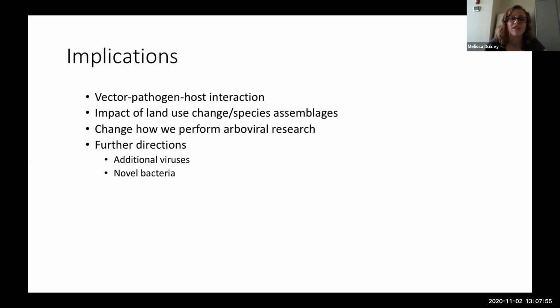It could also majorly change how we perform arboviral research. If we're seeing changes in the results we're getting depending on the types of blood that we feed, there really needs to be more of a set standard for how we perform it if we're trying to compare different research. And then further directions would be to do additional viruses and see if it's true for others, if this does end up being a proof of concept.